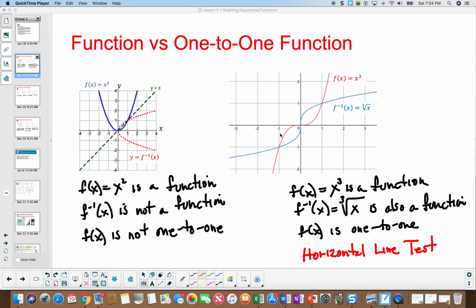Notice that the red graph does pass the horizontal line test, and we can see by the inverse it is going to be a function. So the horizontal line test is a test for one-to-one.